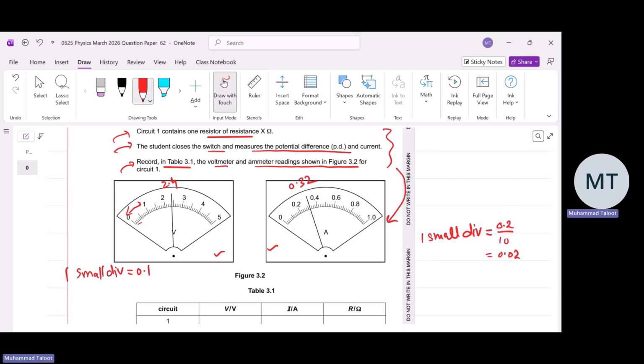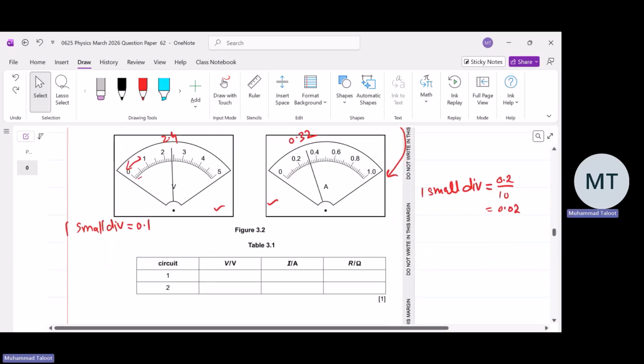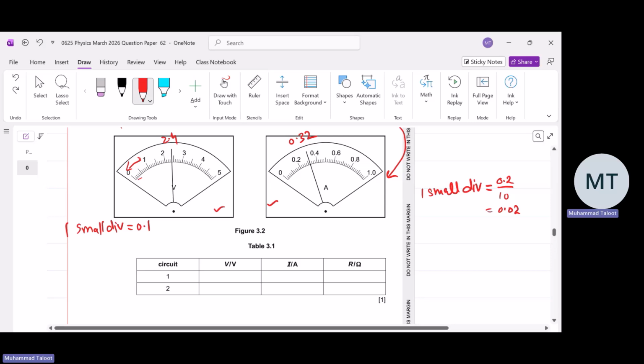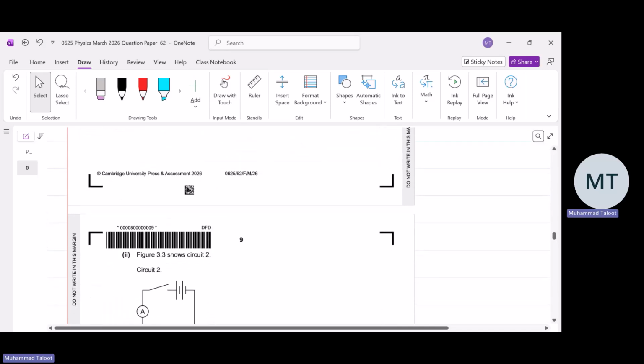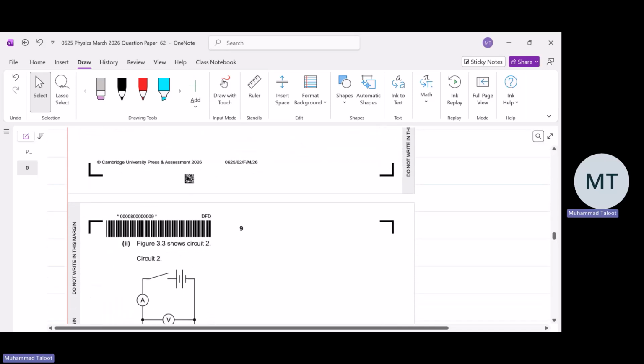Okay, moving forward, we have to record the values in the table. So 2.4 units are already there, no need to write them. 0.32 is the current. So we have to record the resistance as well. Later on they will say I'm doing only what they have said, but I know what is going on with this.